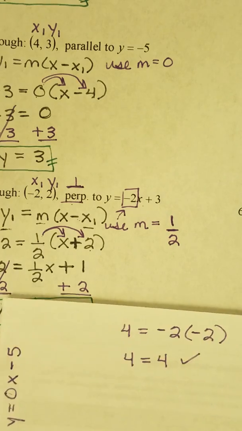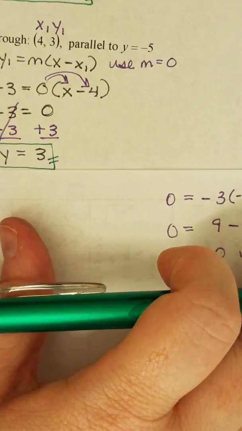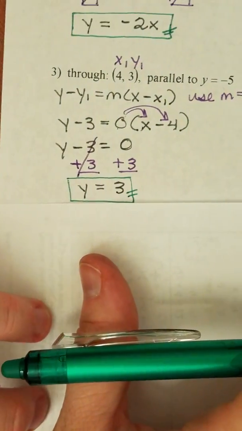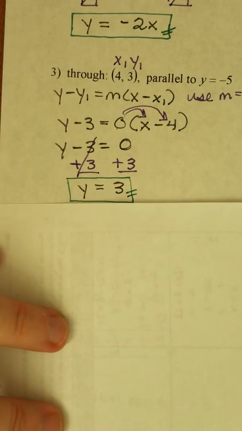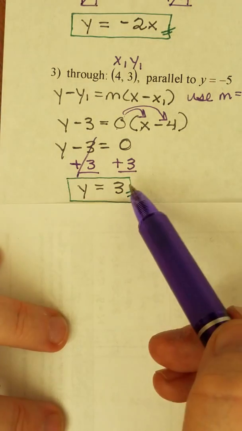And even though this one looks a little weird, I can guess that some of you guys are going, how am I going to check my answer there? Well, there's no x in this one, right? There's no variable for the x.